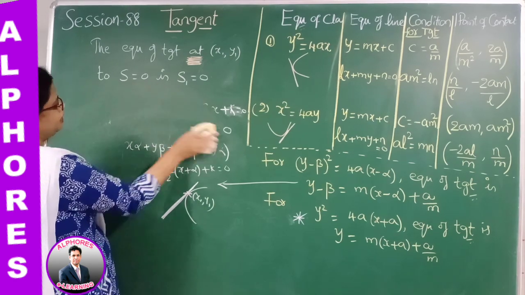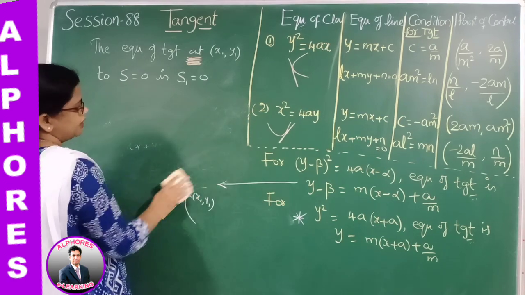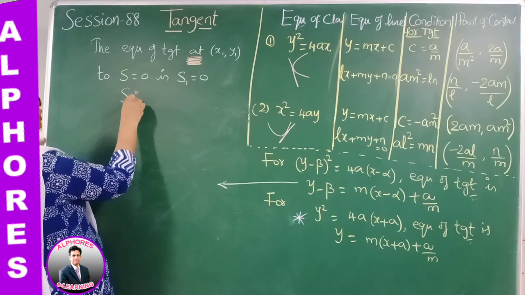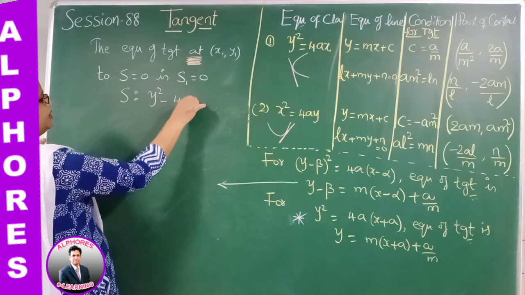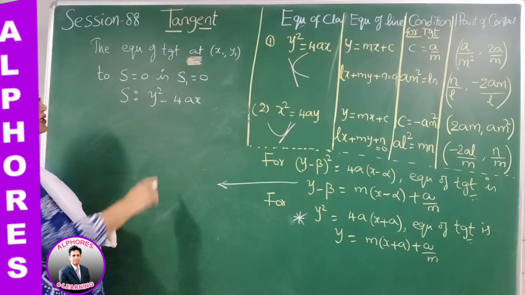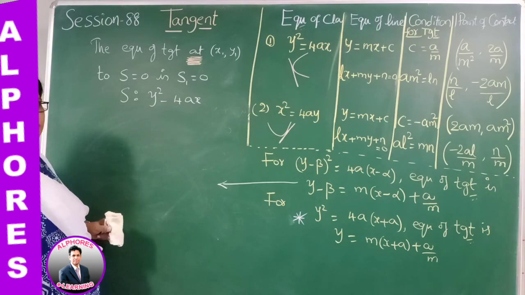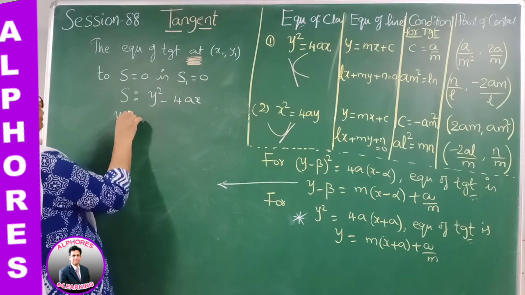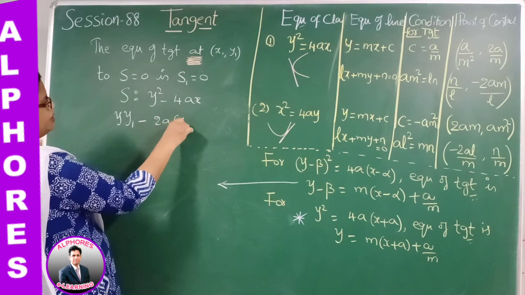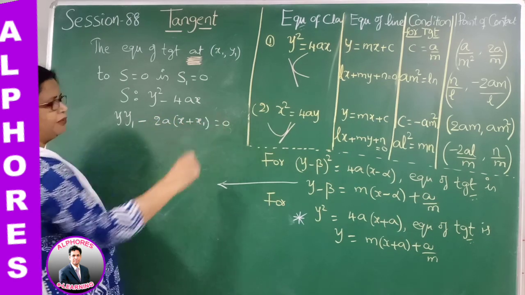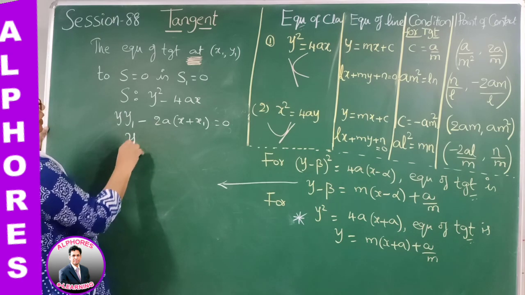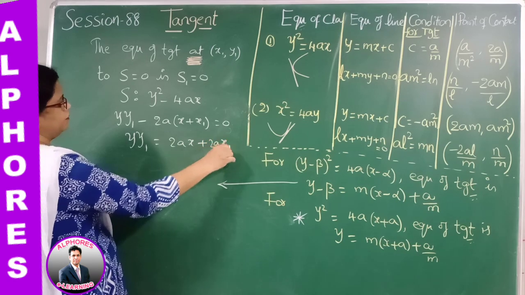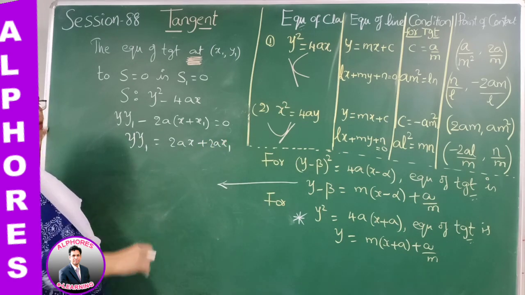Now once we have got this formula, what about our standard parabola y square equal to 4ax? I am taking S as y square minus 4ax, our standard form. And now at (x1, y1), what is our formula? y y1 minus 2a into (x plus x1) is equal to 0. If I simplify, y y1 is 2a into x plus 2a x1. So this is our final equation of tangent.